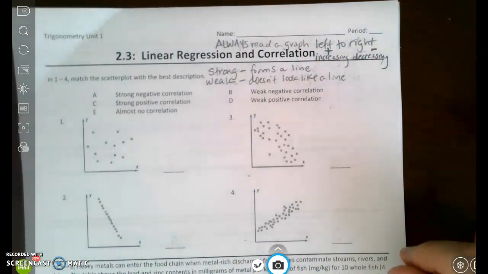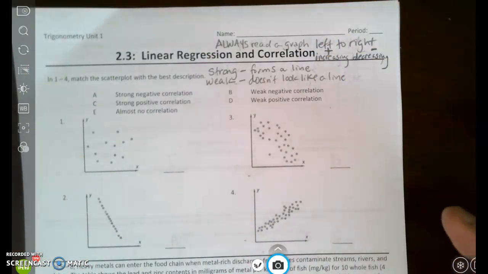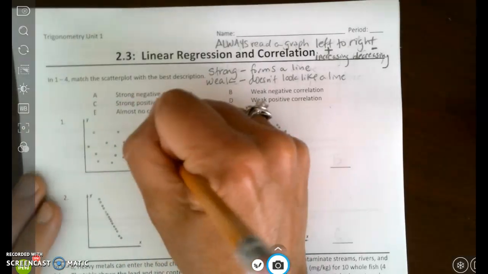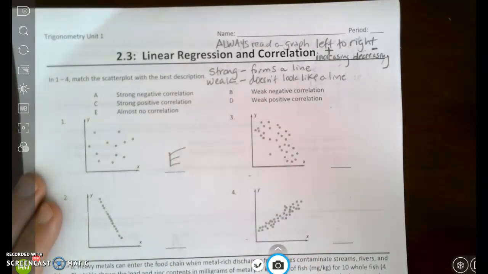So let's look at number 1. When I look at this, they're all called scatter plots. When I look at this scatter plot, it truly looks like a scatter plot. It just looks like a bunch of dots all over the place. I couldn't tell you if it was going up or down. It just looks like a big blob of plots. When it looks like that, I would have to say this looks like it has almost no correlation. So I'm going to put the letter E for that one.